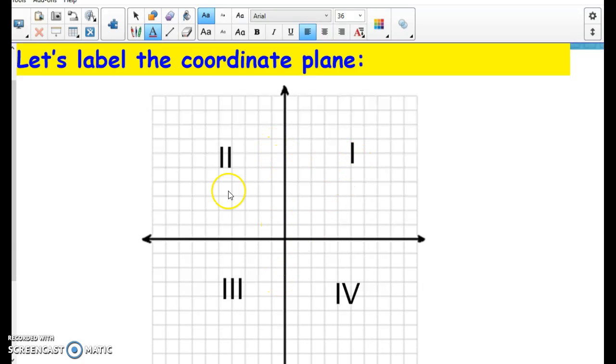Some of the questions on homework will literally just ask you, hey, here's a dot on the graph, what coordinate or what quadrant is it in? So this square over here is going to be quadrant 1, this square over here is going to be quadrant 2, this square over here is going to be quadrant 3, and this one's going to be quadrant 4.